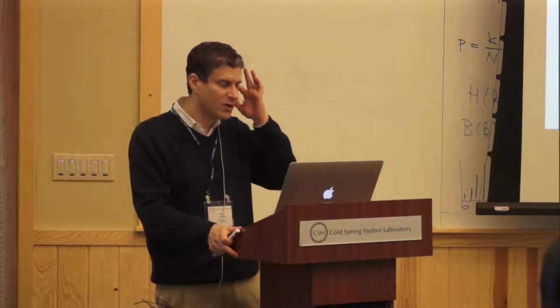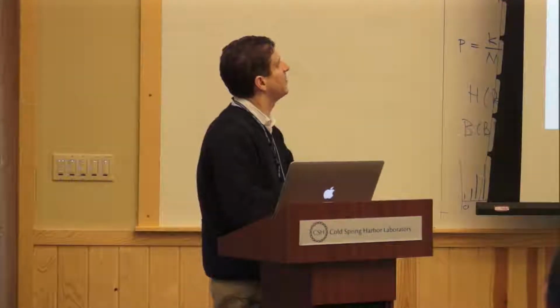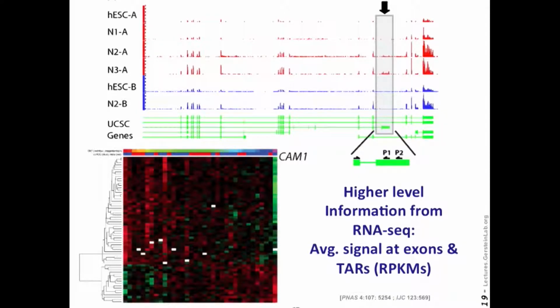Okay? Within the framework of an RNA-seq experiment, you have the same type of thing. Here's the signal on the genome. But people often just summarize this whole signal on the genome. They'll average the amount of expression over an exon or over a gene into an RPKM value and so forth. Again, a big simplification.